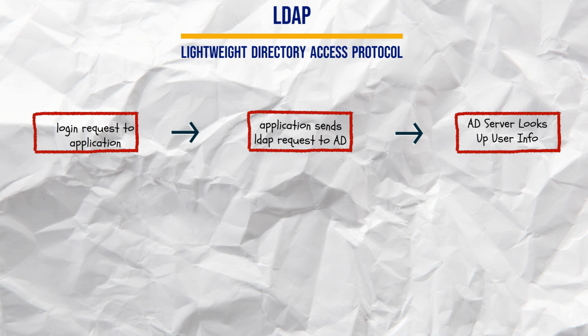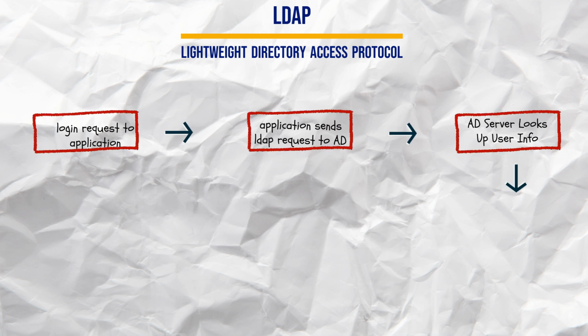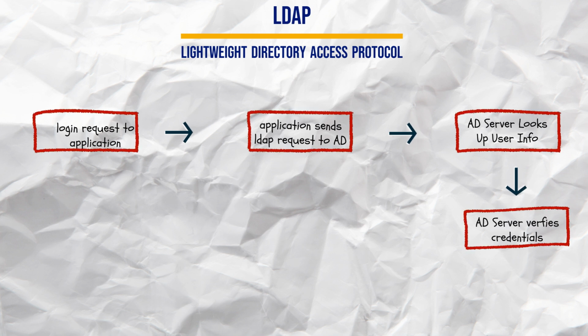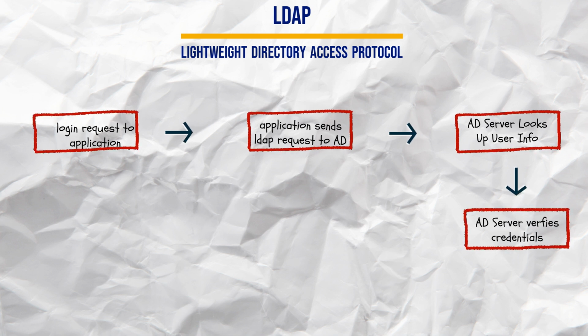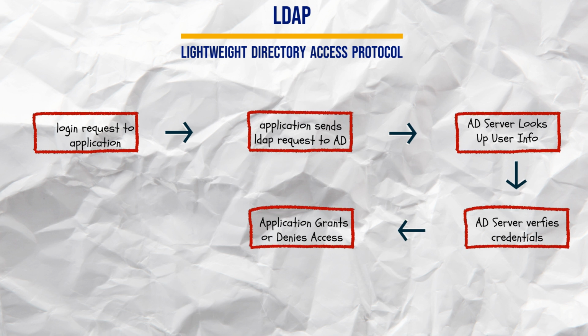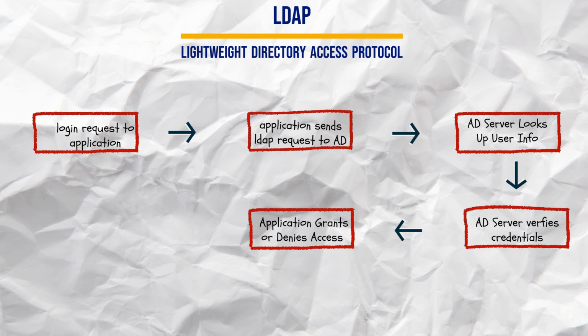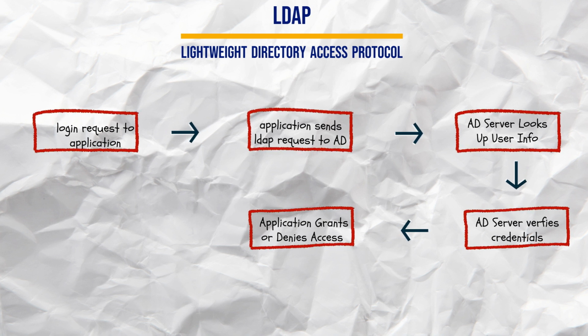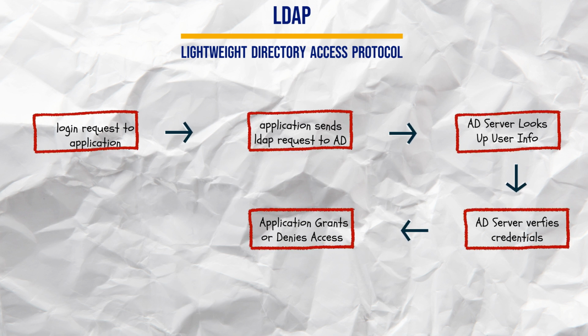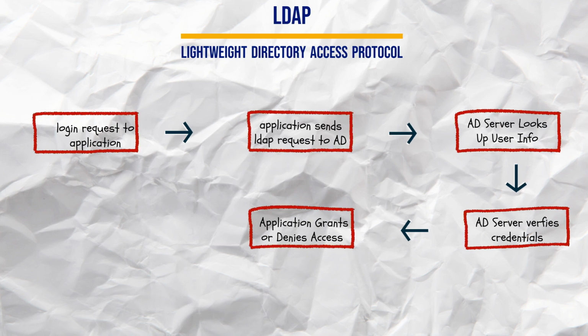The LDAP server searches its directory to find the user's record, verifies the entered credentials against what is stored, and then responds. If the credentials match, the application grants access to the user. If they don't, access is denied. This flow ensures that the system correctly authenticates and authorizes users based on the information in the LDAP directory.